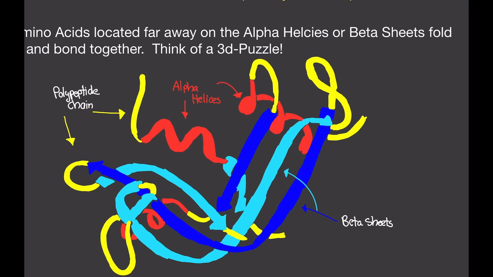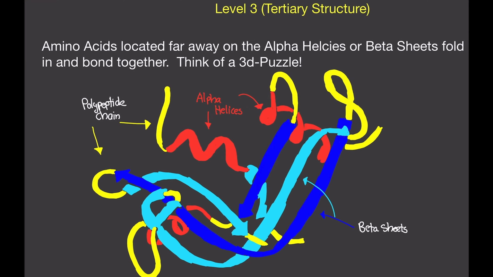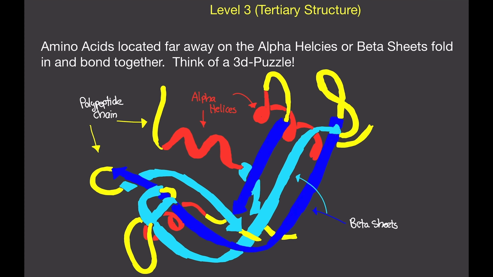So it's basically a huge noodle soup is what we just created. And that's a tertiary structure. So just a bunch of alpha helices together in beta sheets. That's literally what level 3, tertiary structure, is.